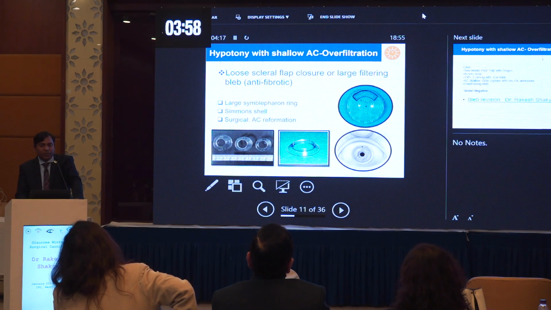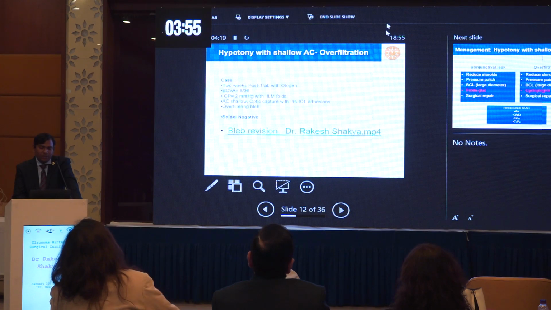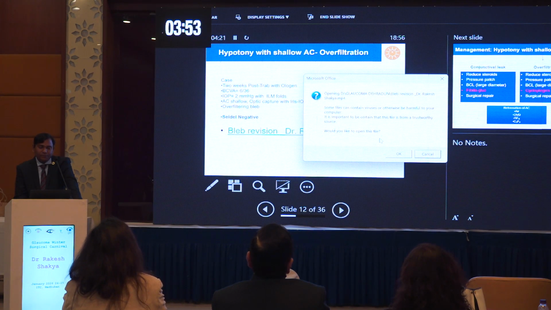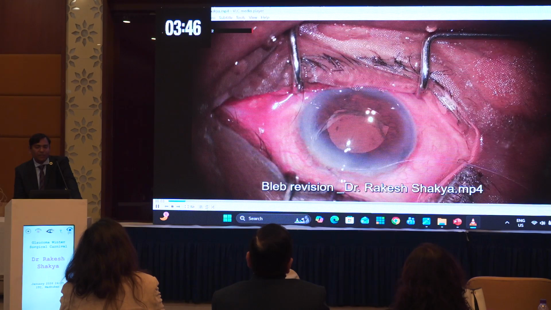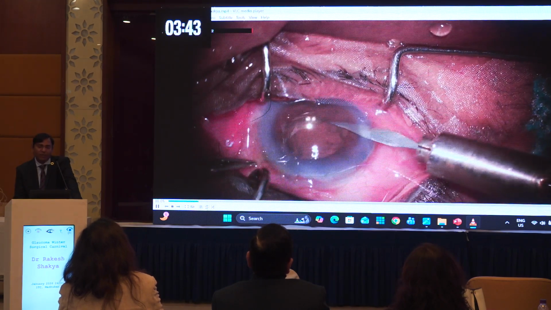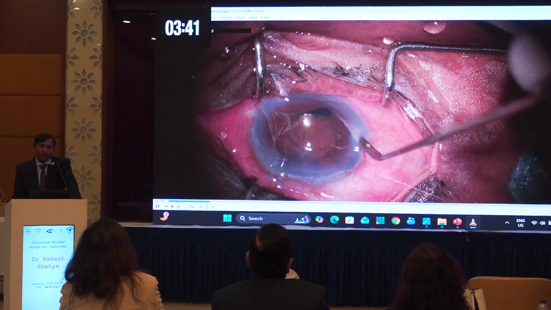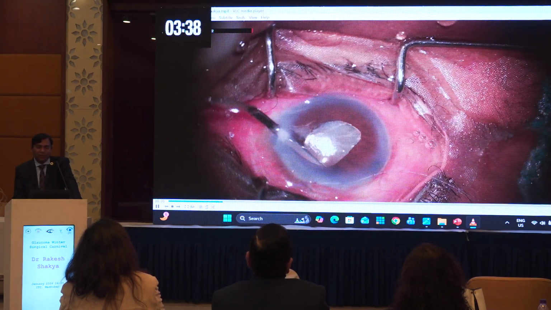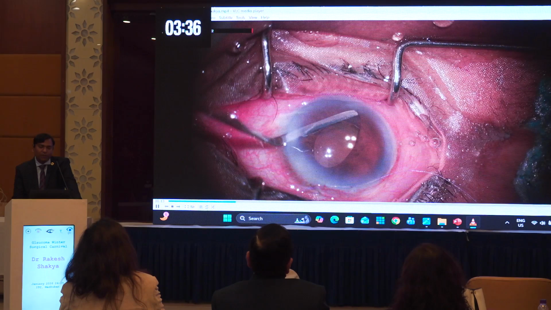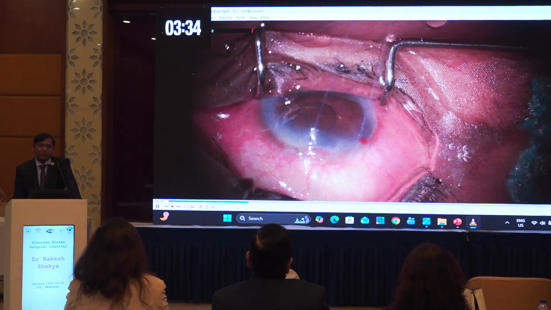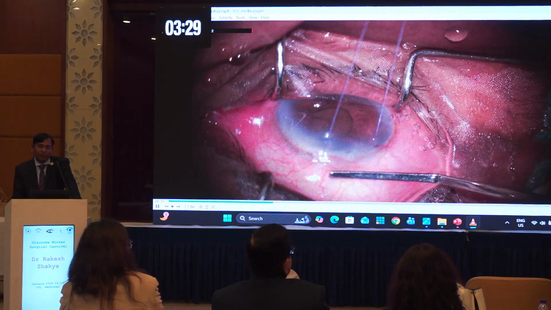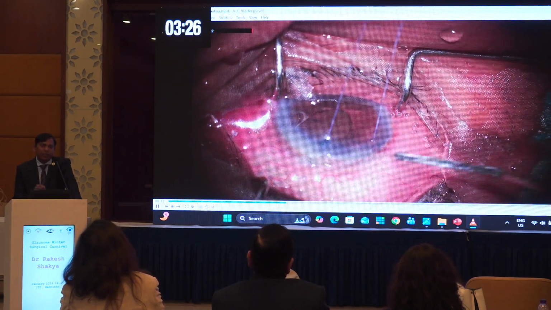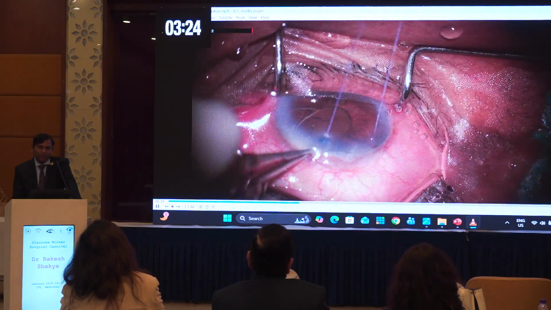The patient can also have a shallow AC with an overfiltering bleb, and this is such a case. This patient's BCVA was 3/60, and post-op we found a shallow AC, and there was synechia and pupillary and optic capture. So I took this patient again. Initially we released the synechia properly. This patient also had phaco done. We released the synechia on both sides, made two side ports, and then you can see there was overfiltration due to a very loose suture at the level of the scleral flap.